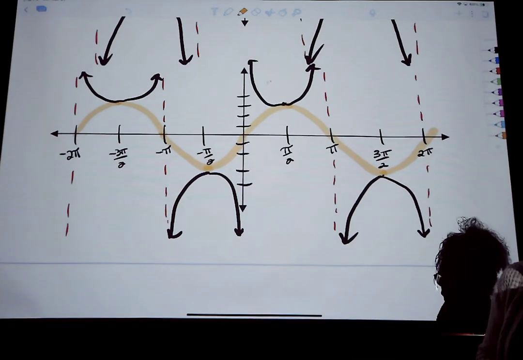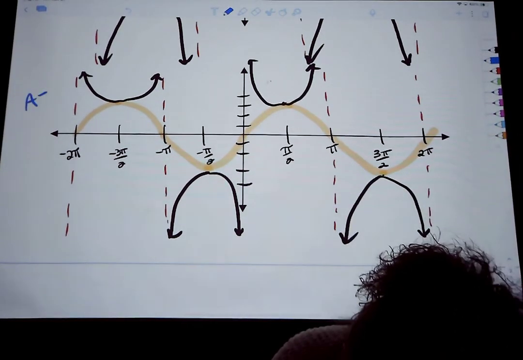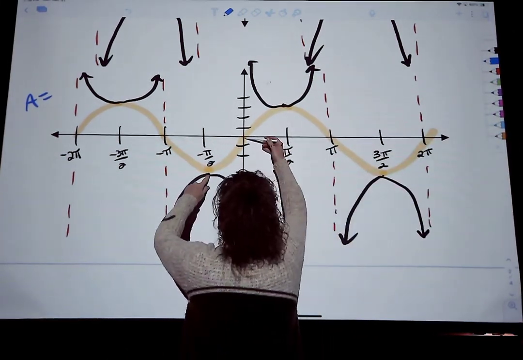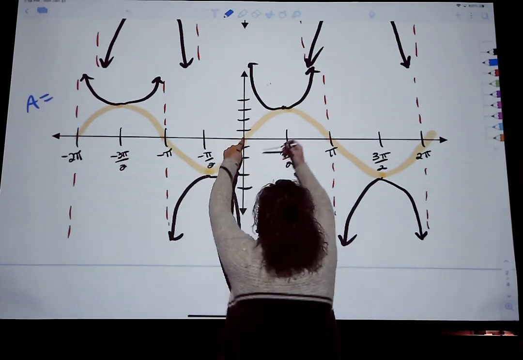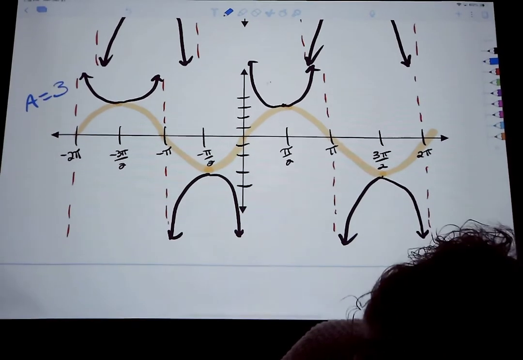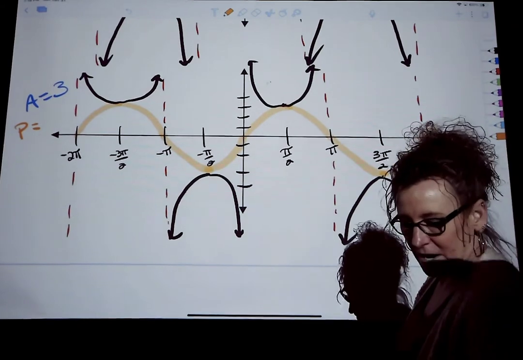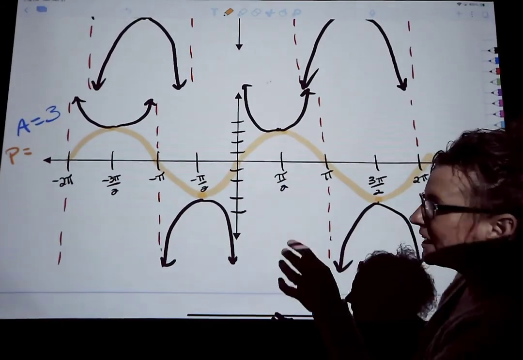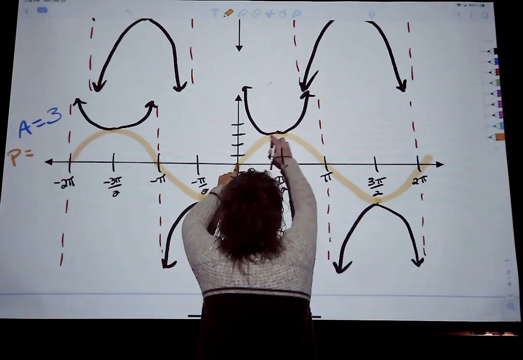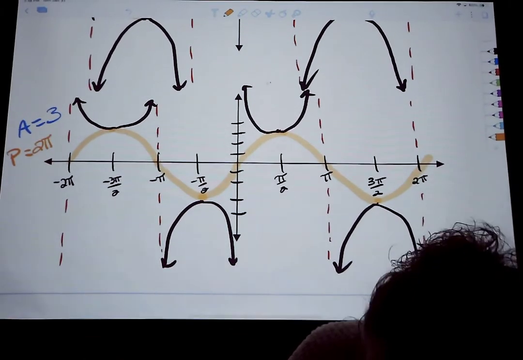There we go. Look at the orange graph, not the black parabolas. Amplitude is, oh golly, not 1. I think the amplitude is 3. Find something that you like, either a complete sine cycle or a complete cosine cycle. What's the period? Well, I like starting here. Period is 2 pi. Looks kind of like a sine graph.